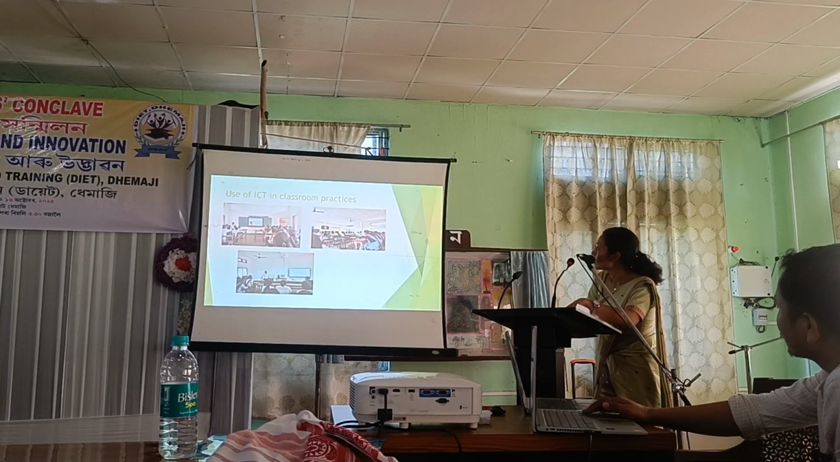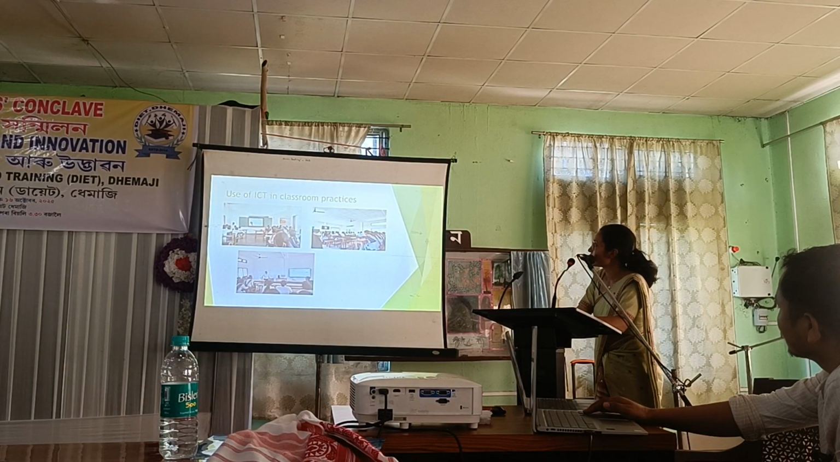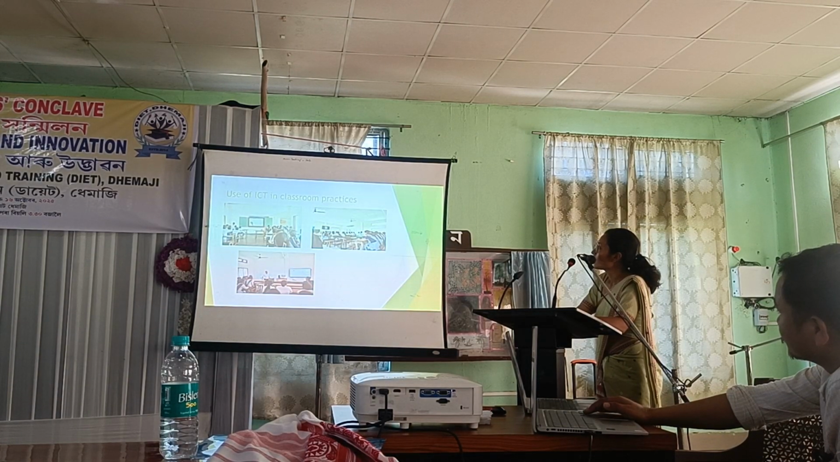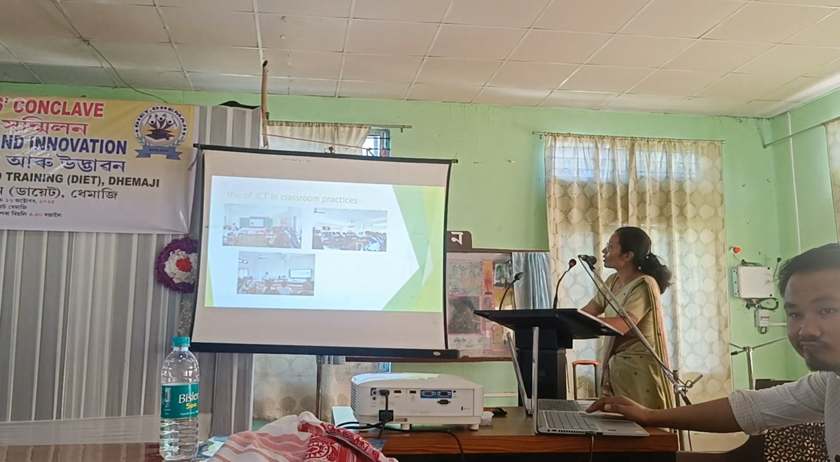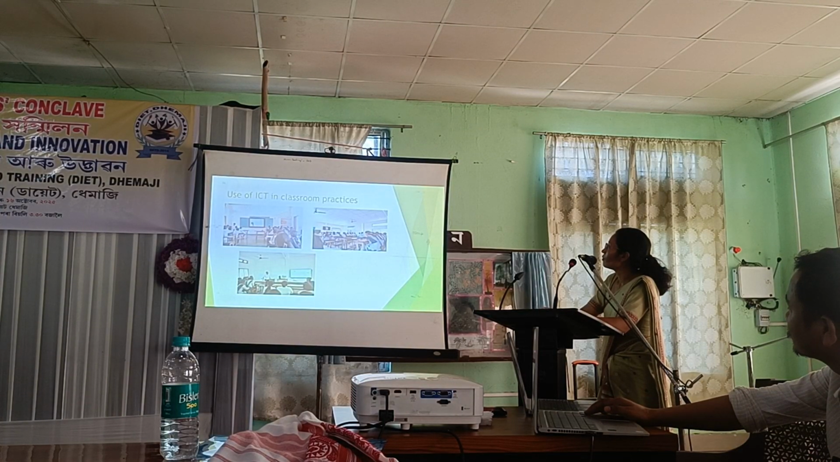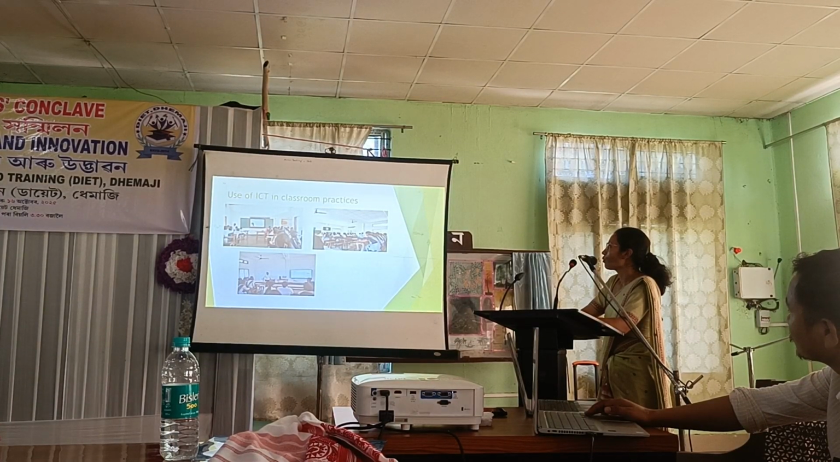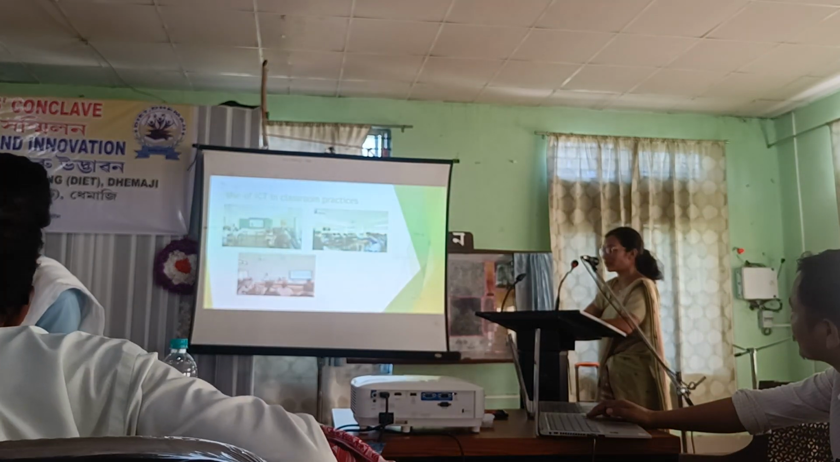So here I have collected some pictures where ICT is being used in our classroom practices. First picture shows where a maths class is being taken, where some models are being explained. The next picture shows where a web conferencing is going on, and students are actively participating in that. Next, we are using the smart board, where we use it for explaining some complex topics.